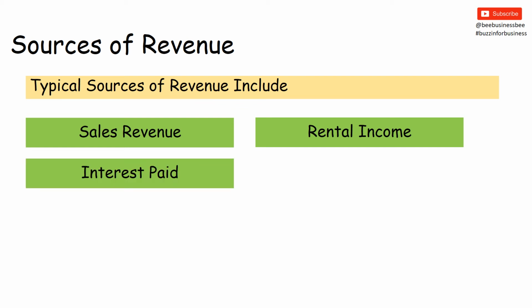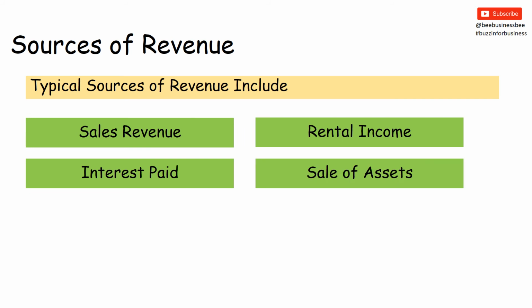You may get paid a form of revenue on any money you've got in the bank if you're being paid interest, like you might have on your savings account. Or you may even get revenue from doing something called sale of assets. Now, assets are items you own, and it's basically selling off the ones that you no longer need. So, for example, if you were selling off your Xbox, that would be a sale of an asset, and any cash that you got would be a form of revenue.